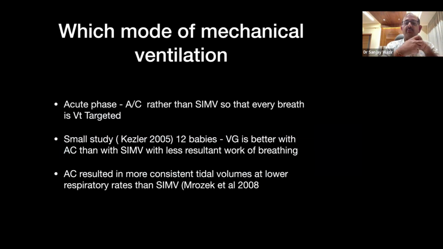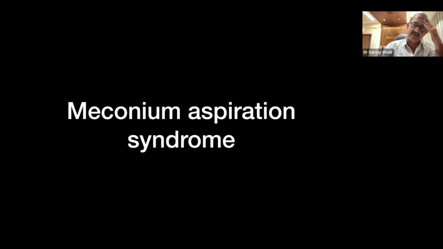So in which mode of mechanical ventilation? In the acute phase, it is always better to use an assist control rather than an SIMV, so that every breath is volume targeted. Assist control also helps in making sure that every breath is supported. So plain SIMV is probably not right. SIMV with pressure support, or an assist control, or a pressure support with volume guarantee is the best way to ventilate all the babies who have RDS.